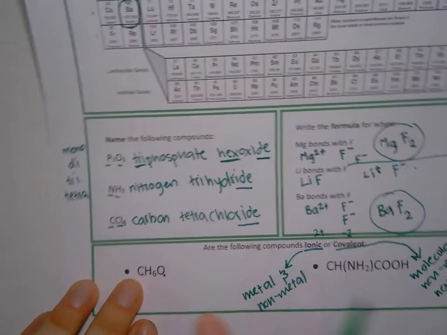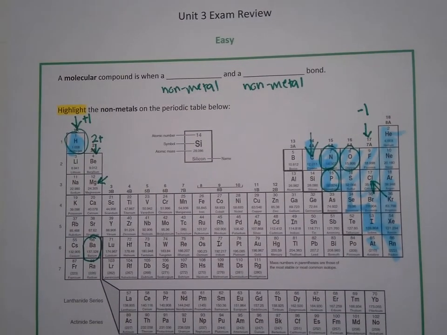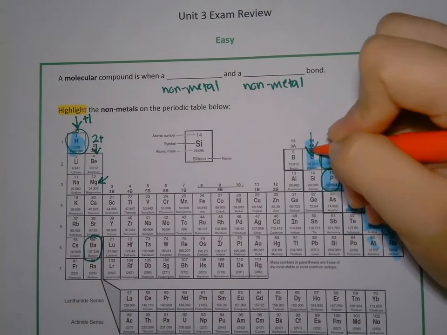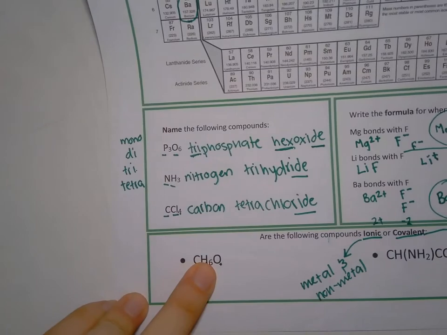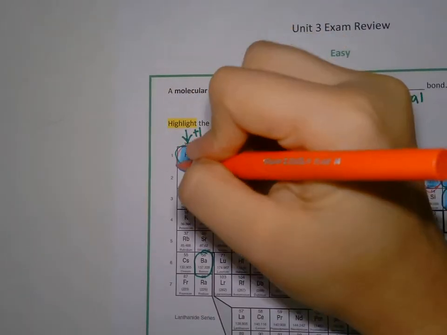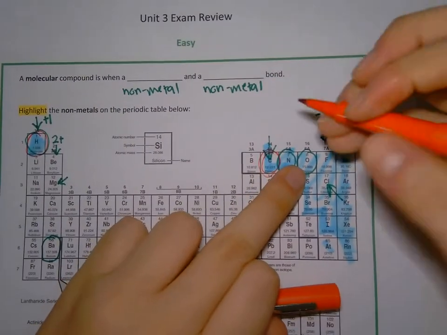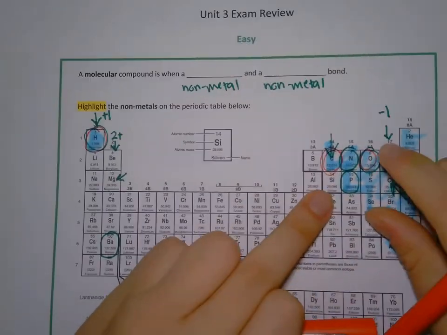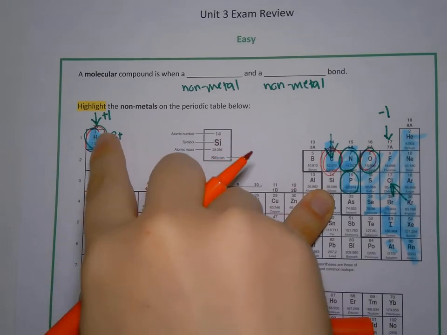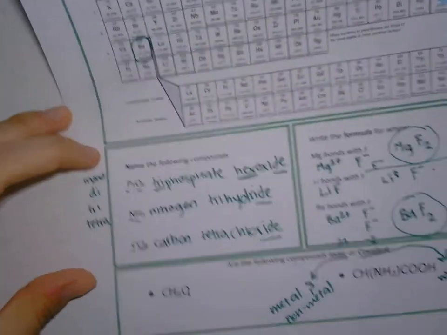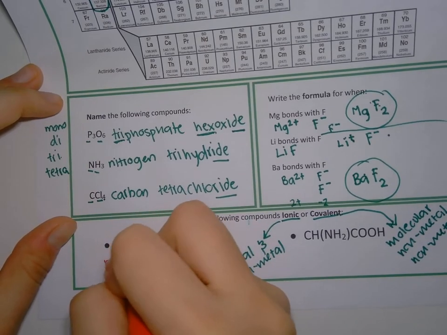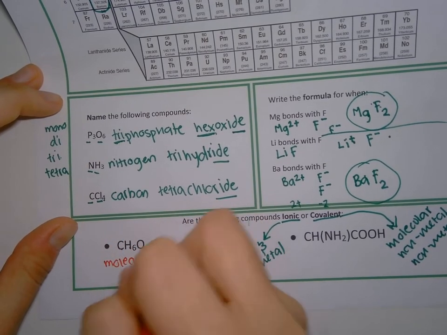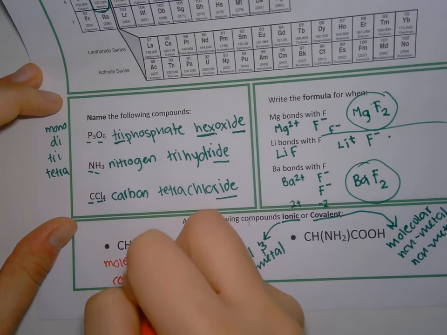So carbon, let's find it. I'm going to use a different color here. Carbon is right here. That's a non-metal. Hydrogen, the next one, is right here. That's a non-metal. And oxygen is right here. That's also a non-metal. So I only have non-metals in this compound. So non-metal and non-metals is a molecular, or also known as covalent bond, covalent compound.